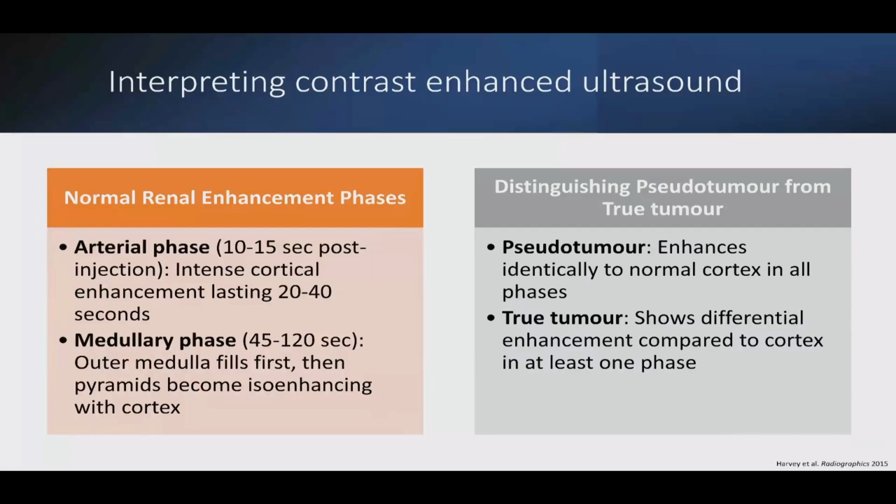For pseudotumor, you'll see enhancement of the pseudotumor. You'll see that it's identical to the surrounding renal parenchyma in all of the phases, whereas for true tumors, the enhancement will be different in at least one of the phases.